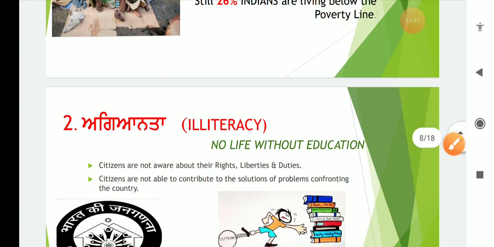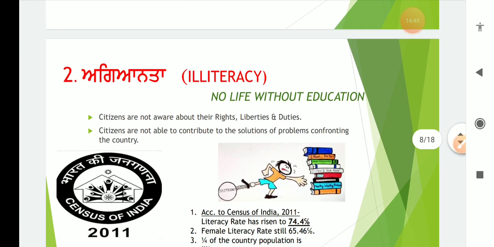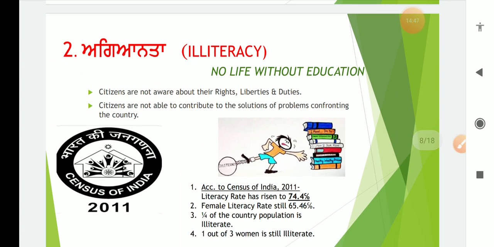Then there is illiteracy, agyanta, right? No life without education. Citizens are not aware of their rights, liberties, and duties. Those who are not educated don't have knowledge about their rights, liberties and duties. They still believe that these officers are our rulers, our mai baap, right?